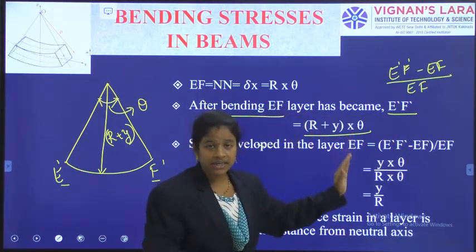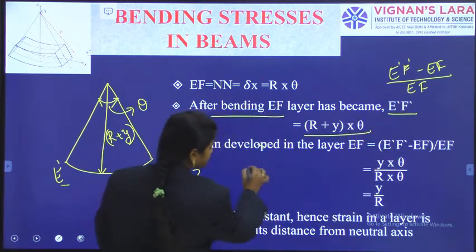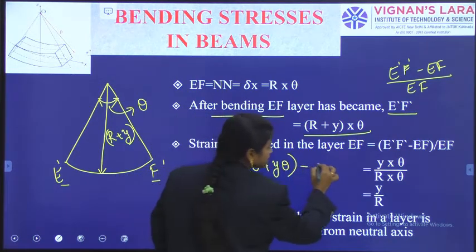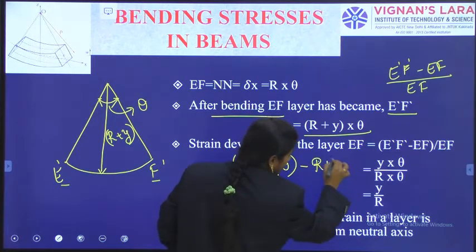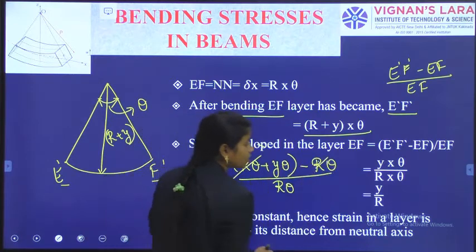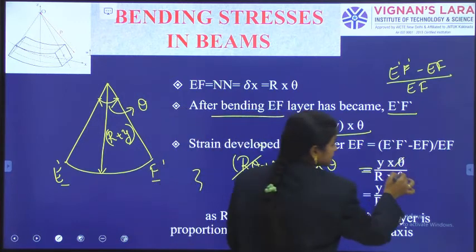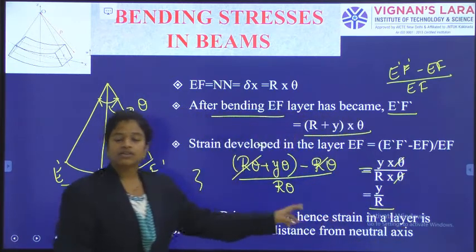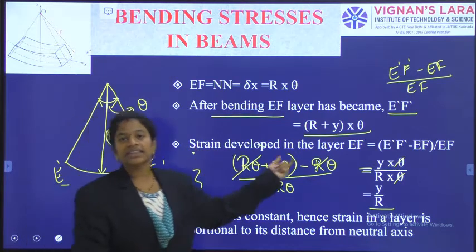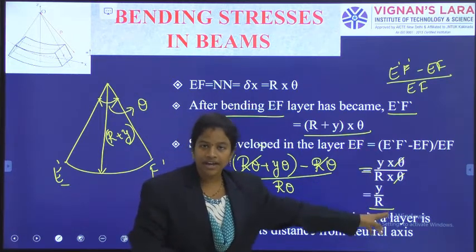So final minus initial by initial, I have got r theta plus y theta minus initially r theta, and the initial length as r theta. With the cancellations, we have got this answer as y theta by r theta, and cancelling thetas, we have got y by r. So this is the strain developed in the layer EF due to the bending action. So strain in any layer is equal to y by r.